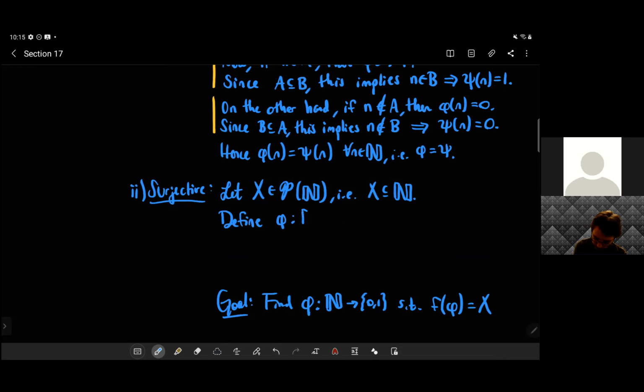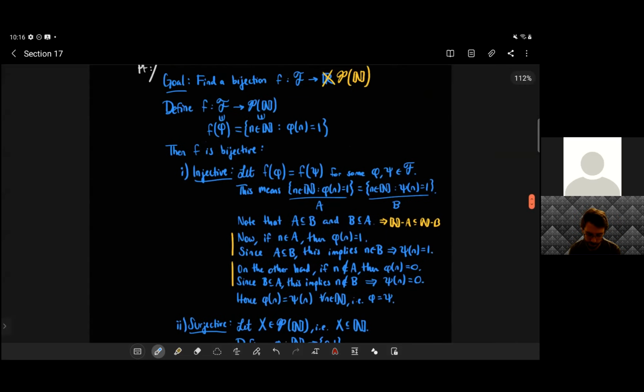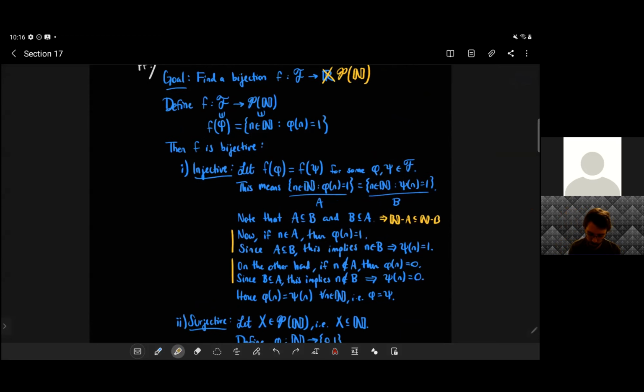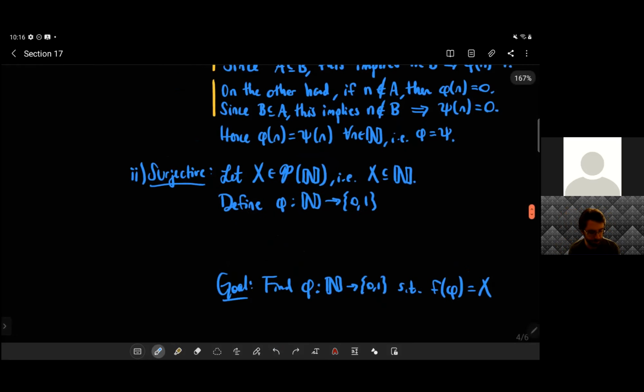Okay, so let's actually define it. Again, you have to be a little creative here, but this one's maybe a bit easier. I want a function from the naturals to {0, 1}, so that when I plug it into this function I started with, it actually spits out the set x. So the most natural thing to do, I encourage you to sit down and spend some time with this, but the most natural thing to do here is use the indicator function.